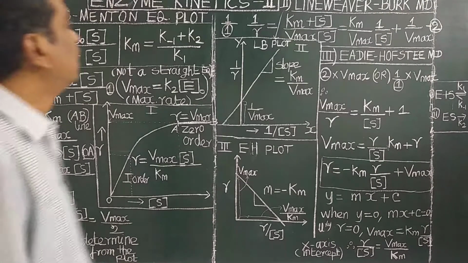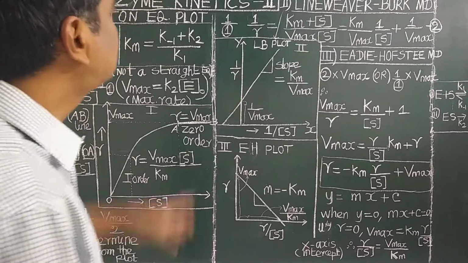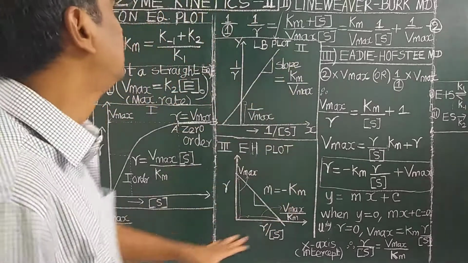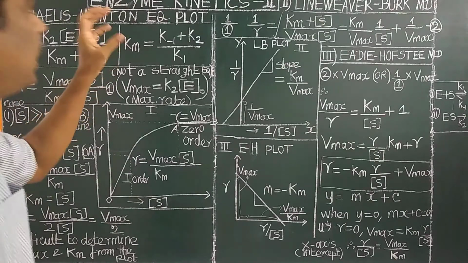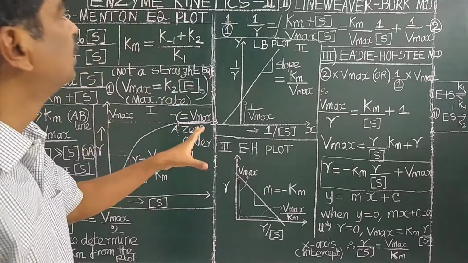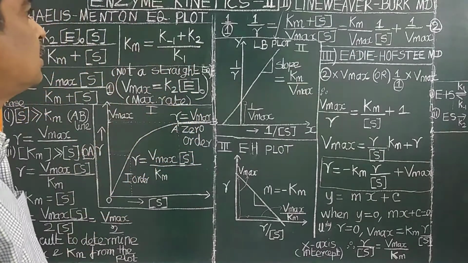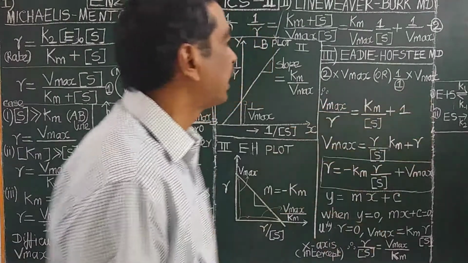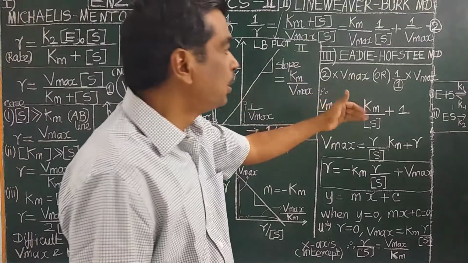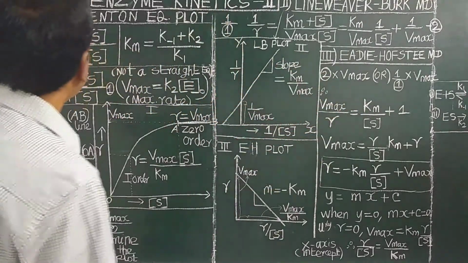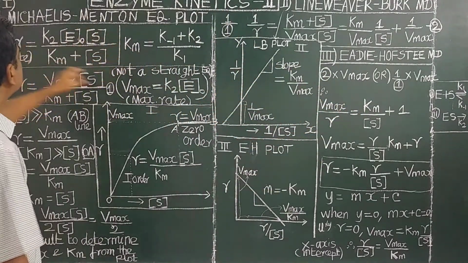Good morning. Let us study today Enzyme Kinetics Part 2. We have already studied the mechanism of enzyme catalyzed biochemical reactions. I have written here also the mechanism. Based on the mechanism, using steady state approximation, the Michaelis-Menten equation is derived.